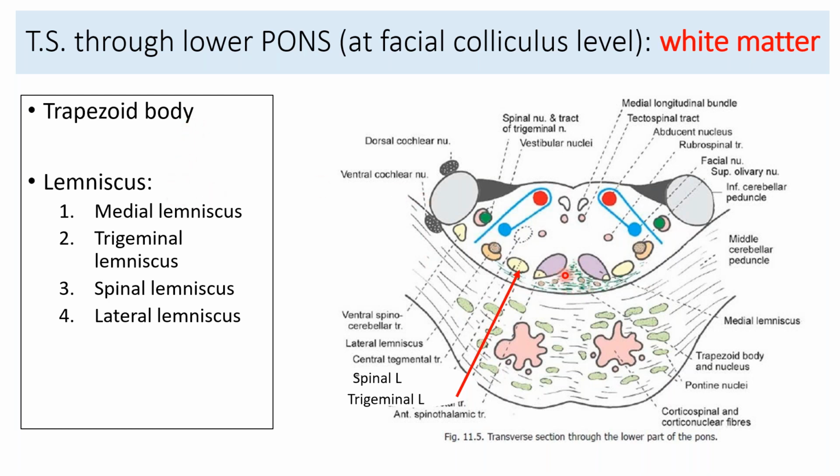So the trapezoid body is in the median plane. This is the trapezoid nucleus and the trapezoid body, which is in the median plane. Then, can you see, there is a proper lemniscal system over here. From medial to lateral side as we go, there is medial lemniscus. This is the medial lemniscus.